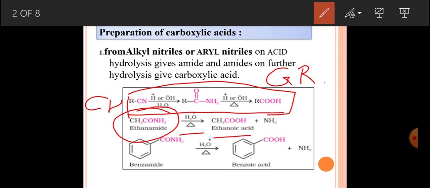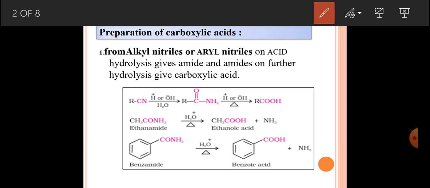R replaced by CH3, then you will get the ethanamide. Here CH3 will come. See here, the second compound given is ethanamide. How was ethanamide formed? This R from nitrile is nothing but CH3. Okay, CH3 is present. So on acid hydrolysis, what product will we get here? This R is replaced by CH3, and that is CH3 C double bond O NH2, that is nothing but the ethanamide. Okay, step 1 is done.